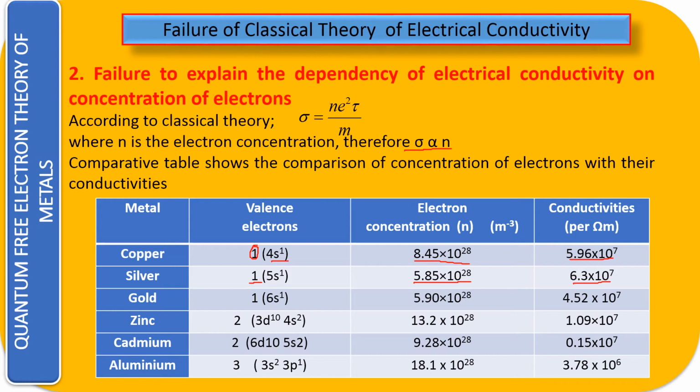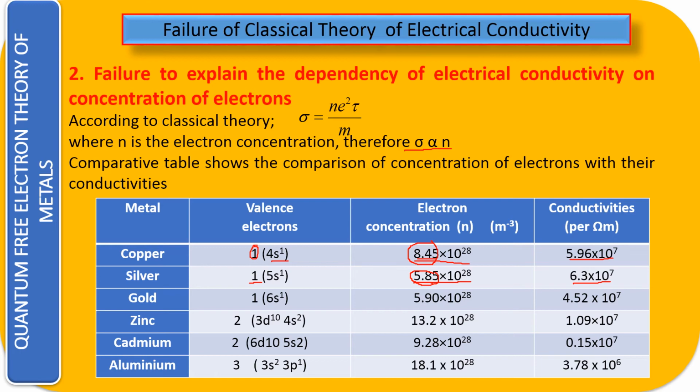Now here you compare the number of electrons per meter cube. In case of copper, you have 8.45 into 10 power 28, and in case of silver, you have 5.85 into 10 power 28. So where have you got more electrons? In case of copper, you have got more electrons per meter cube. But in case of silver, you have got fewer electrons per meter cube. We know experimentally the silver is a better conductor than copper. But according to the classical theory, that is not happening. What is happening?